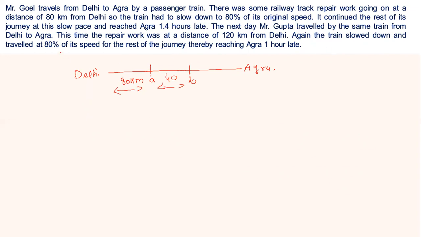Again, the train slowed down and traveled at 80% of its speed for the rest of the journey, thereby reaching Agra 1 hour late. Now, what we have to do is draw different diagrams. If you want to solve it quickly, it is always better to draw the diagram. What it is telling is on a normal day, this is what happens. This is the normal day, Delhi and Agra.